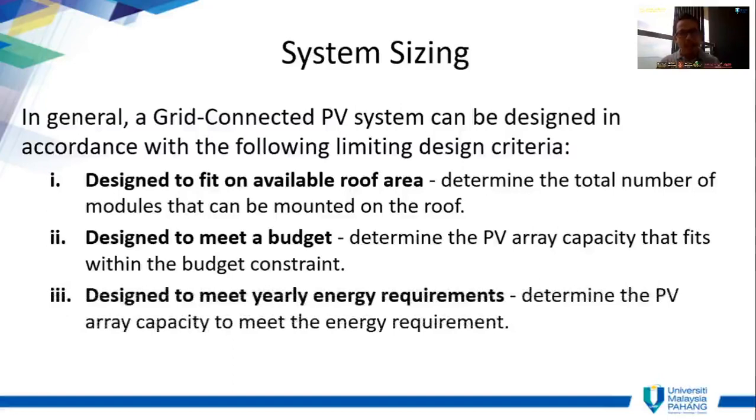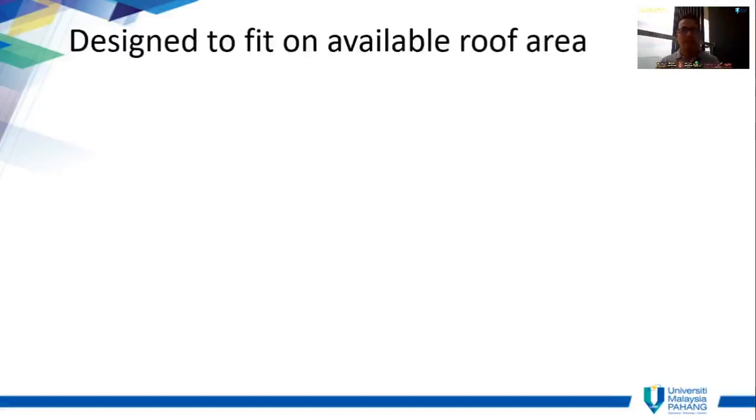And the third one is quite complicated: to design to meet yearly energy requirement. This part requires the local database of the solar irradiance, and it also involves the module efficiency and the inverter efficiency. So it's quite complicated. We will learn it in detail on later slides. Okay, first we go for the design to fit on available roof or land area.